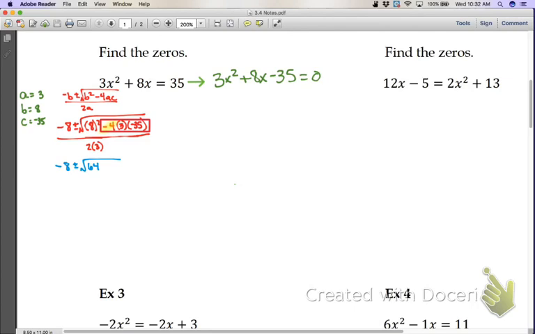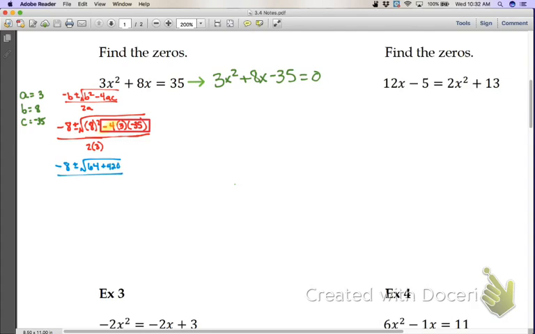The reason why I lump that negative with the 4 is so I don't have to worry about changing any signs. I can just take it for what it's worth. If it's going to be a positive, I can go ahead and just put a plus sign. If it's going to be a negative, I can go ahead and put the subtraction sign. So negative 4 times 3 times negative 35 is a positive 140. How much? 420. So a positive 420.